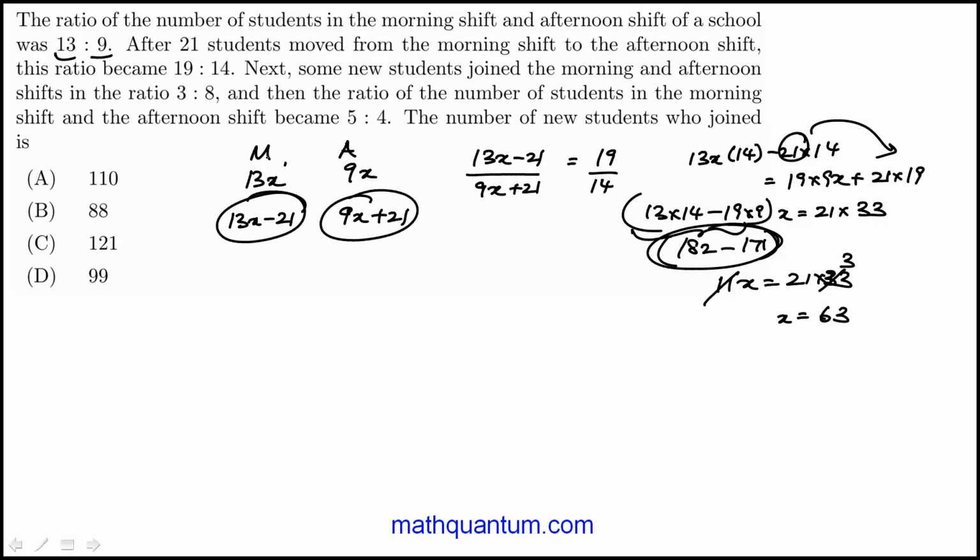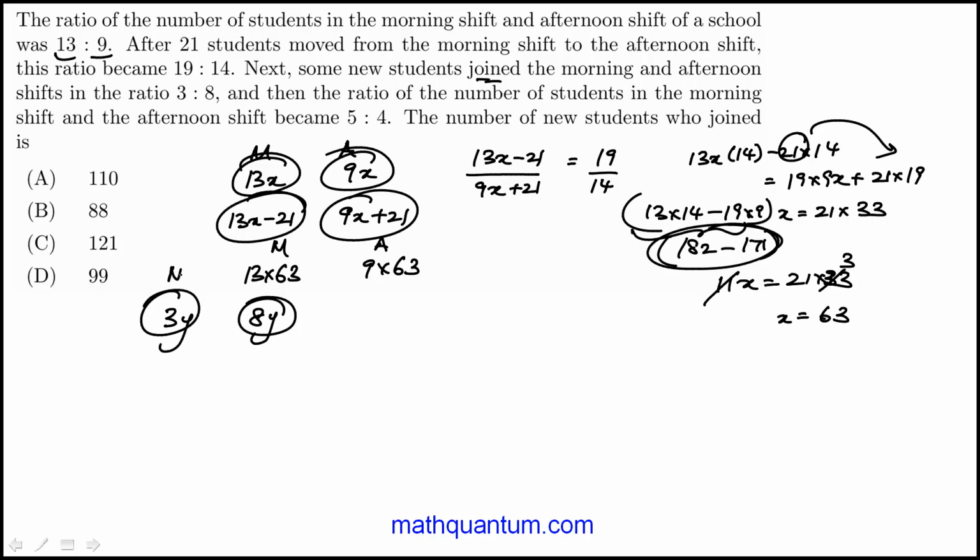So that would give us the number of students in the shift to begin with. So that would be 13 times 63 in the morning shift, and in the afternoon it would be 9 times 63. Now, we're told that these new students join, and their ratio is 3 to 8. So again, I use the multiplier approach, and these join the morning and the afternoon shift. And then the ratio becomes 5 to 4. Now, this is after this change.